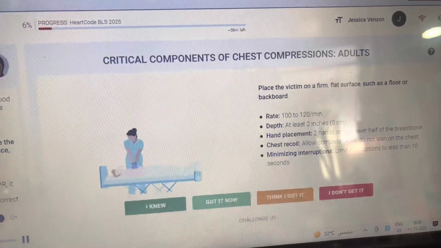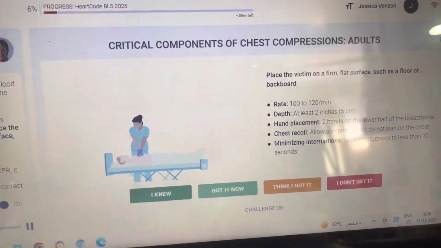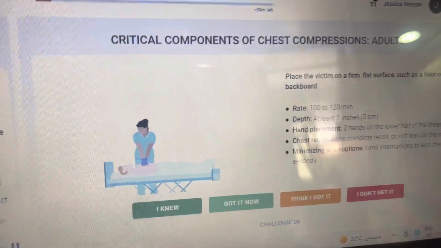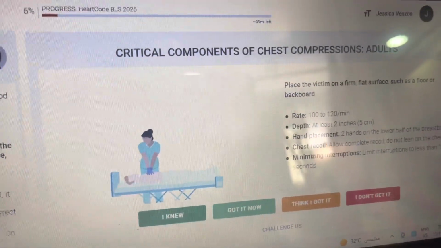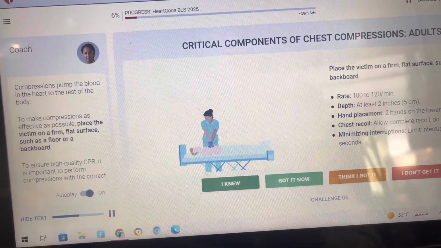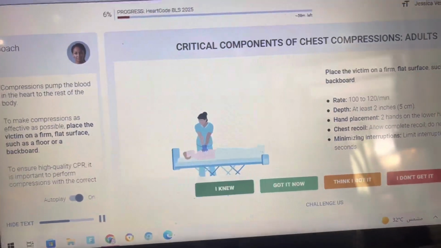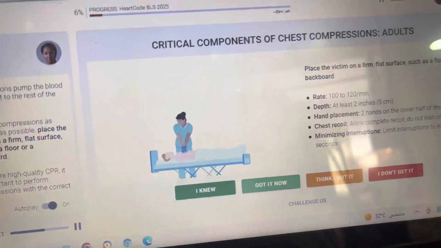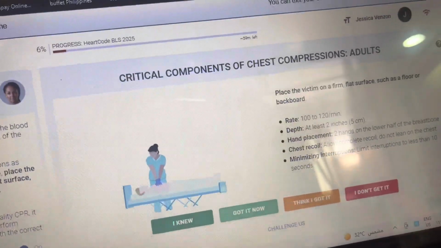of at least 2 inches. To perform chest compressions, you should place 2 hands on the lower half of the breastbone. Chest recoil allows blood to flow back into the heart. Incomplete chest recoil is inefficient because it reduces the blood flow back to the heart. It is also important to avoid leaning on the chest between compressions.